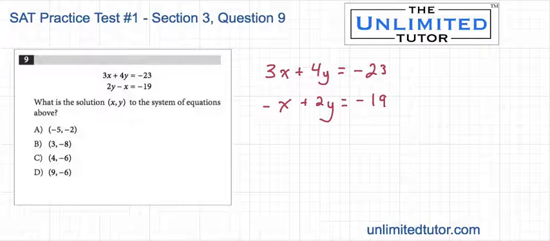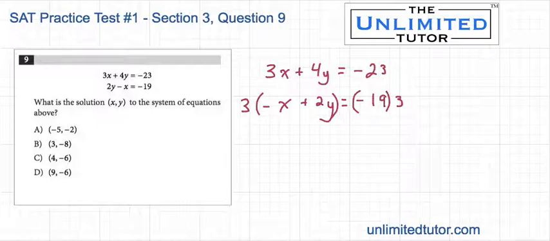Now we're going to multiply the bottom equation by 3, using the elimination method. We've got to do it to both sides. The golden rule of algebra: whatever you do to one side of the equation, you have to do to the other side of the equation. And I'm going to distribute that 3 across to all the terms in the bottom equation.